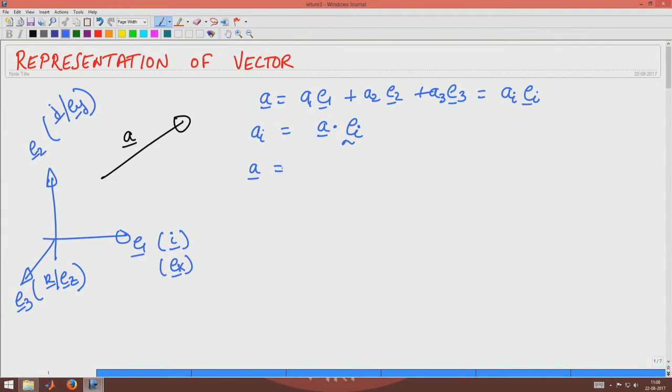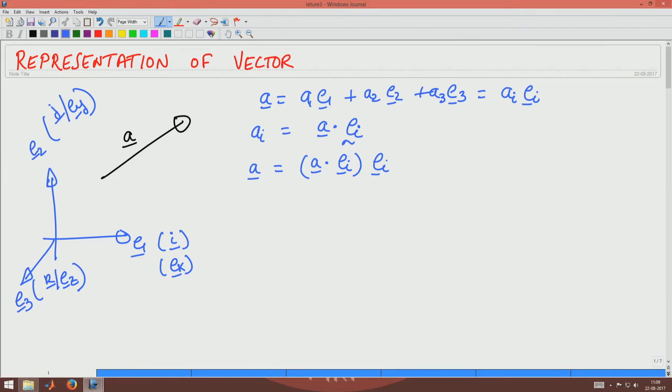Combining these two, I can write A as A dotted with Ei times Ei. Okay. This is a general representation of a vector using 3 other directed line segments. So, any vector you can represent using 3 directed line segments. Why do you need 3 directed line segments? Because your space is 3 dimensional. If the space were 2 dimensional, then you would require only 2 basis vectors, which might be x and y or Ex, Ey or E1, E2 and so on. Okay. So, you have represented the vector as this.